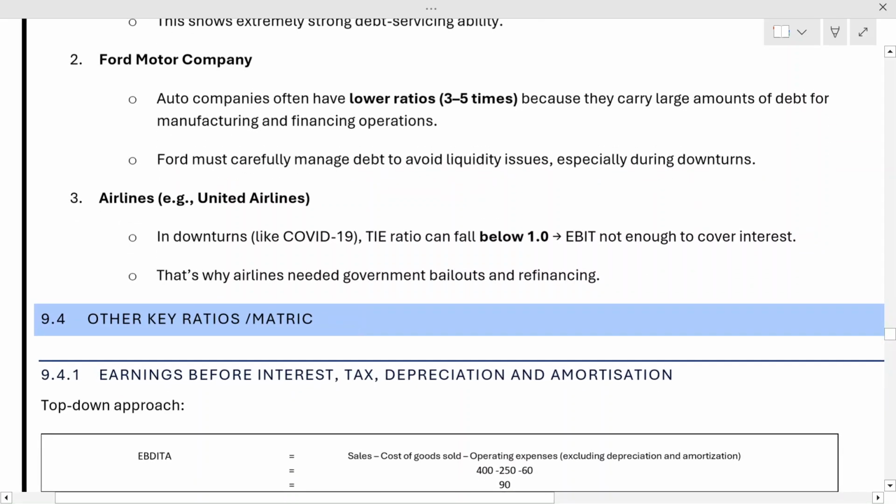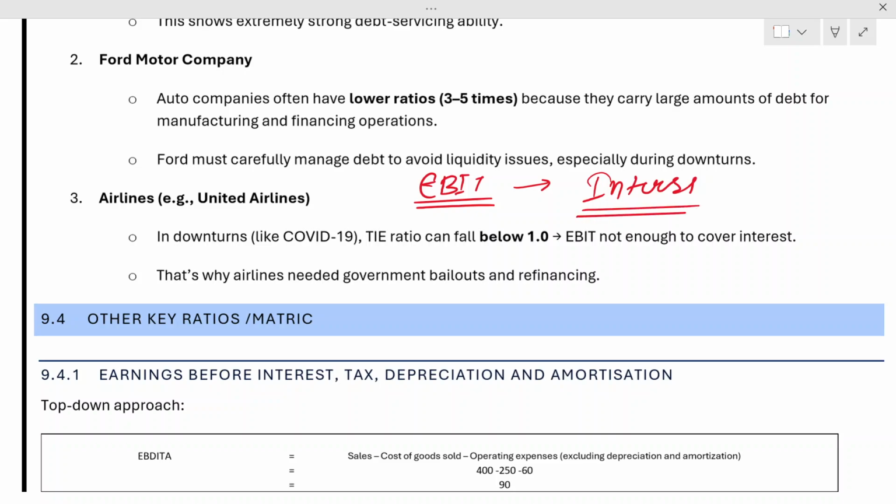If we see airline companies like United Airlines in a downturn like COVID-19, this ratio fell below 1. Why did it fall below 1? Because at that time the flights were not running and their EBIT was very low. But even though EBIT was low, they had to pay the interest, right? Because interest is a mandatory payment. So when this became mandatory, this interest coverage ratio went below 1, and this was a bad situation for them. That's why airline companies needed government bailouts and refinancing.